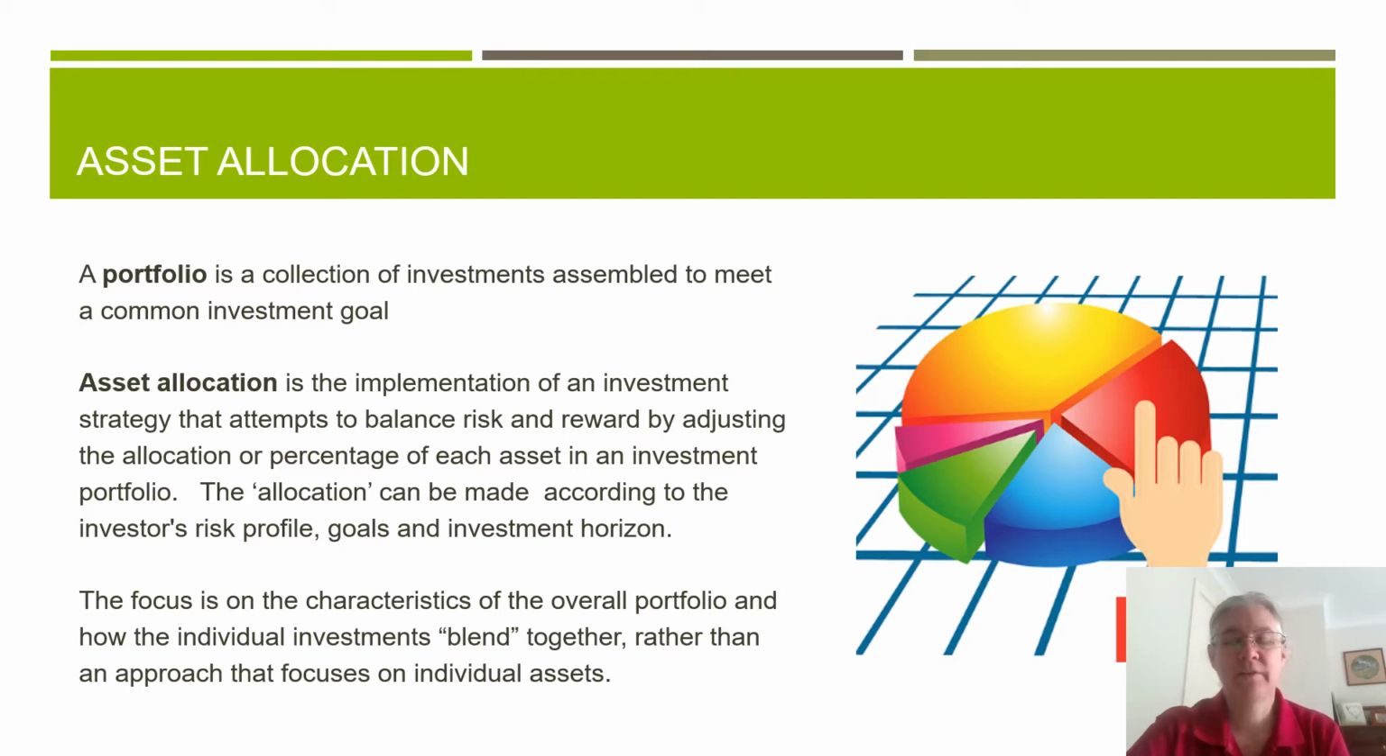So if we have a portfolio, this means a collection of all our different investments that have been brought together to make a common goal. Have a look at this diagram. It's like a pie here. So this is the portfolio, and each different pie piece is representing the different investments that have been made. So the portfolio as a whole, that's been gathered together to meet the goals.